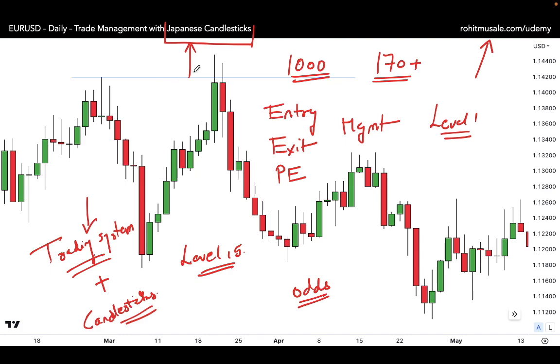So that's the trade which I wanted to discuss. You can manage a trade candle by candle with Japanese candlesticks.